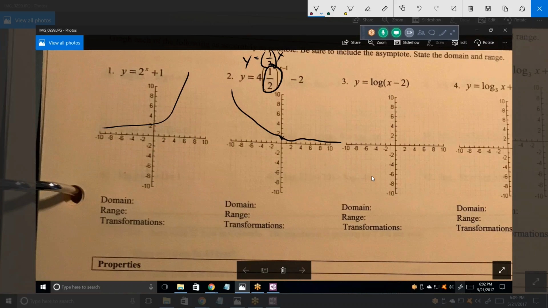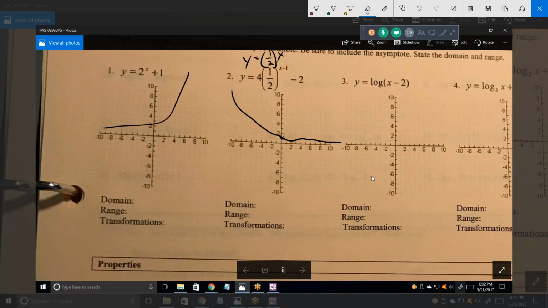There's 3 things going on here. That, that, and there's that. What's the 4 do? Horizontal shift, right 4. Well, outside the function. Anything outside the function is vertical. Do you understand what I mean by being outside the function? In other words, it's not in the parentheses.